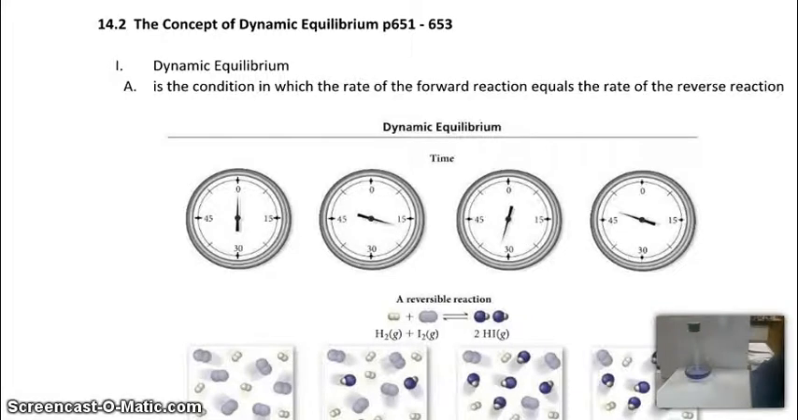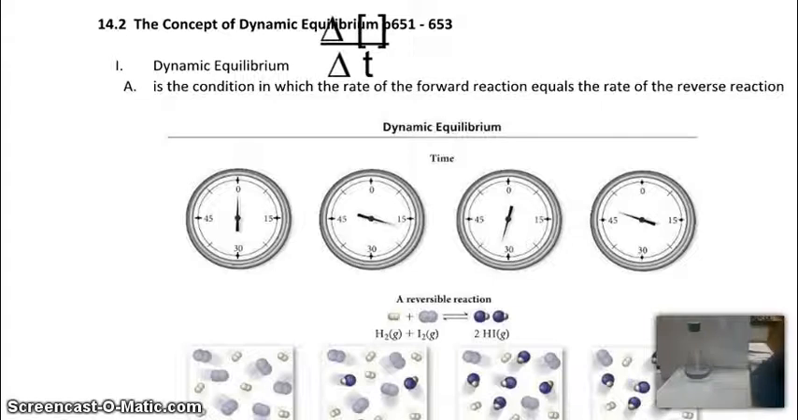Now let's just stop right there. What the heck is a rate? Do you remember from Chapter 13, we defined rate as a change in concentration over the change in time. So let's finish off this statement. It's a condition in which the rate of the forward reaction, or the change in concentration over change in time of the forward reaction. What's a forward reaction? Write this down. It's when the reactants go to products.